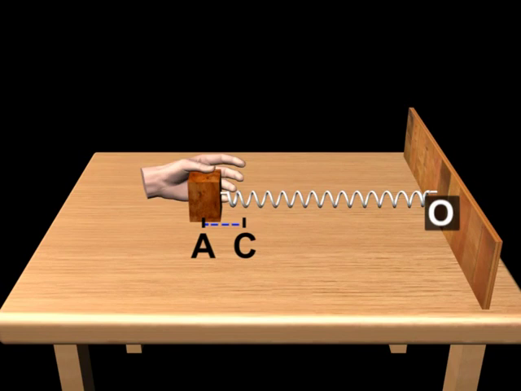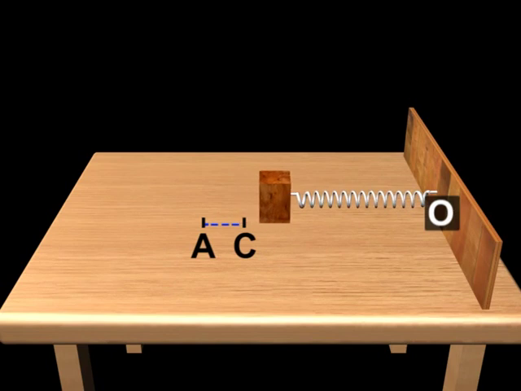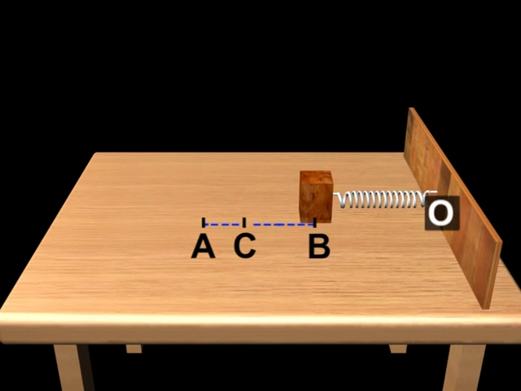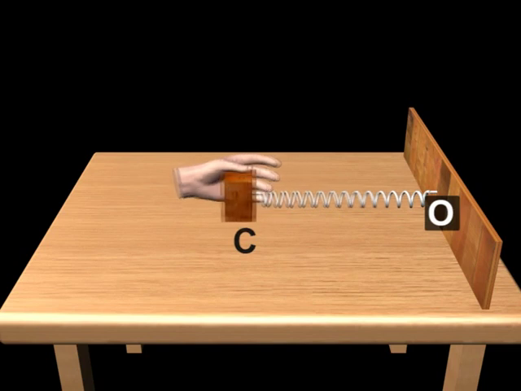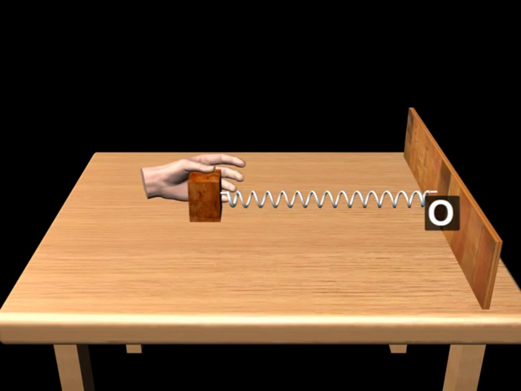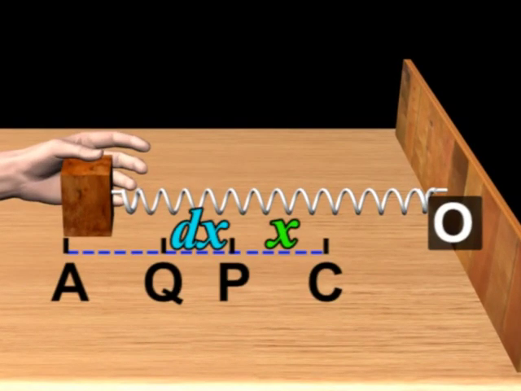Due to this restoring force, it returns to the equilibrium position C. Due to inertia, it overshoots the position C and moves up to the point B and so on. Here, we are going to determine the potential energy of the mass m when the spring is pulled from the mean position C up to a point P such that CP is equal to x.